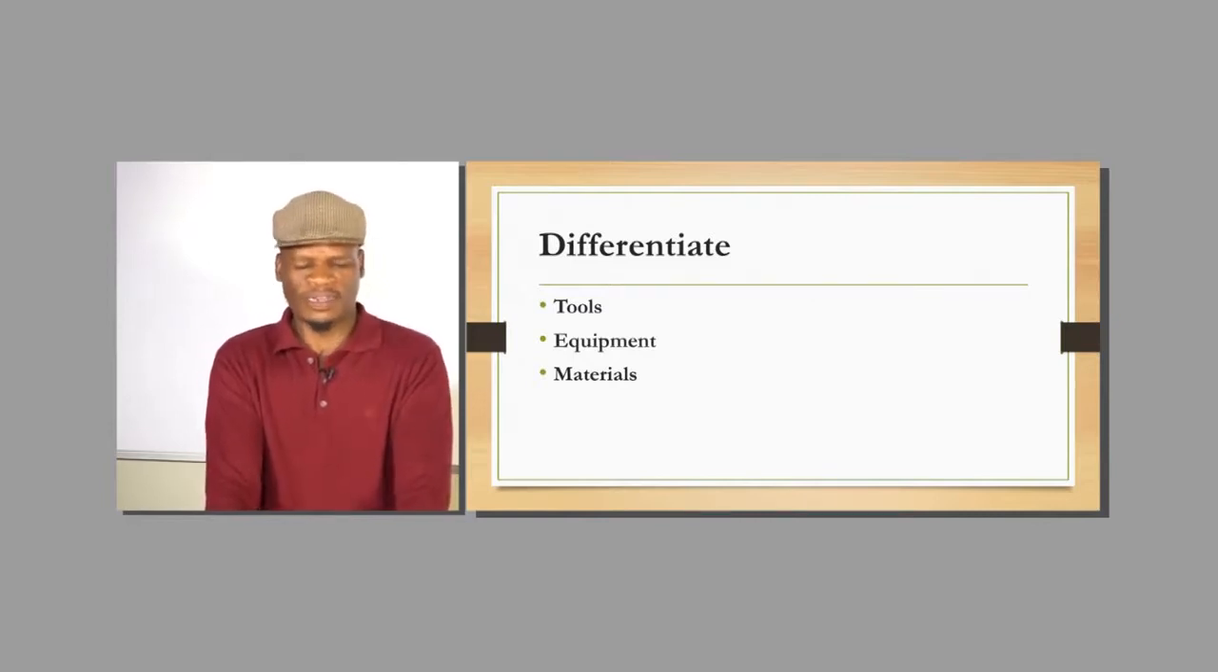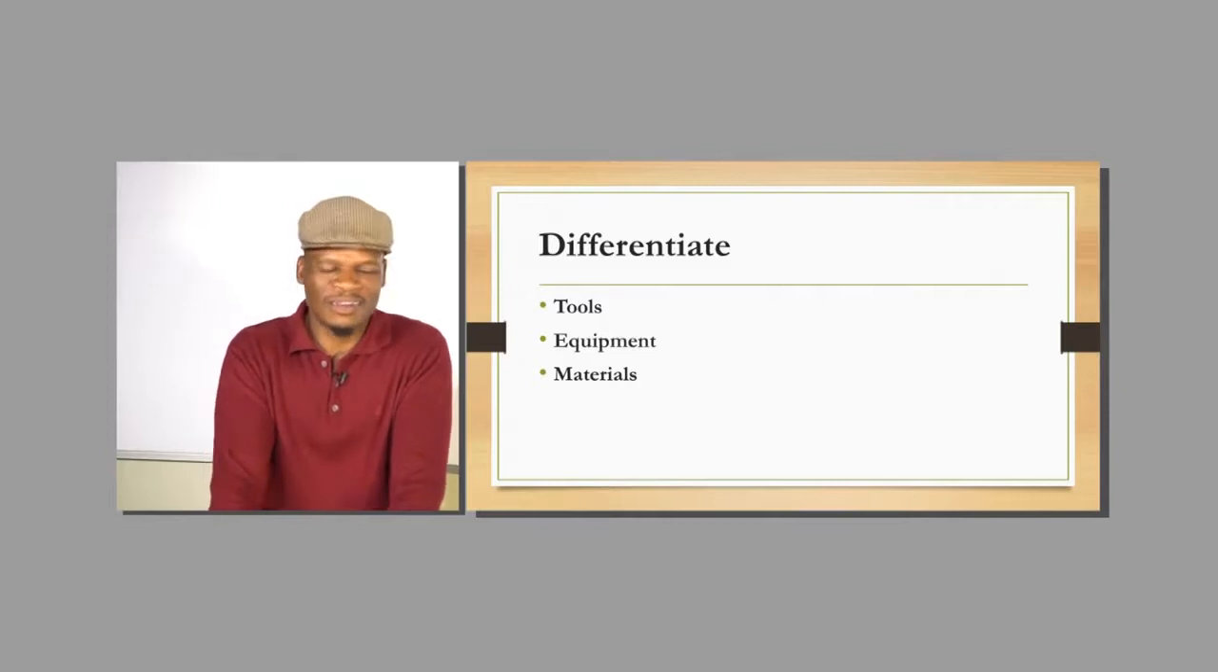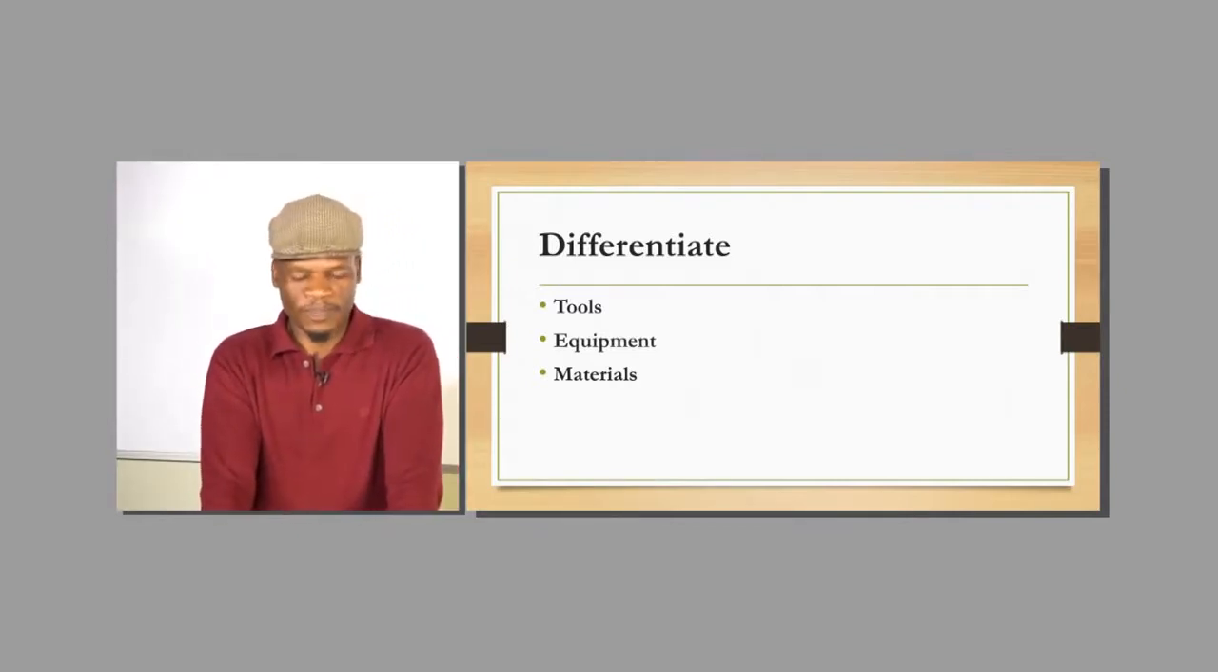So the equipment can either be any big tools which will need 2 hands, or which cannot be operated by the hands and will need any other source, either electricity or diesel, wherever that source is going to come from. And then in terms of the materials, don't confuse the tools with the materials.